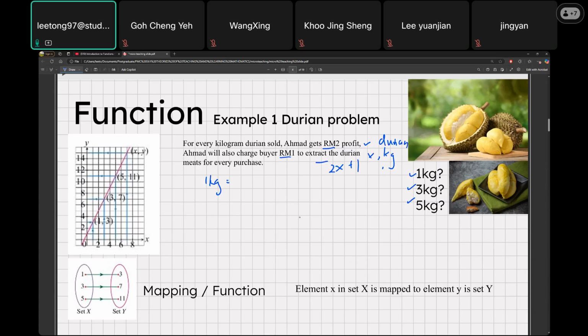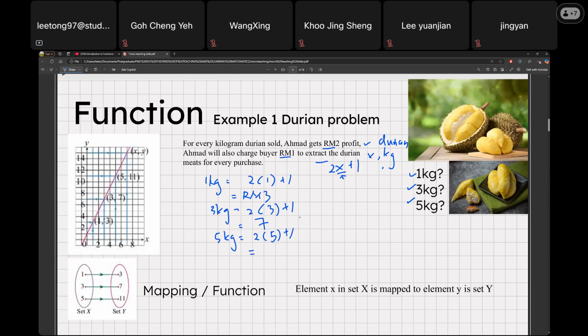For 1 kg, x is 1, so he gets 3. For 3 kg he gets 7, and for 5 kg he gets 11.